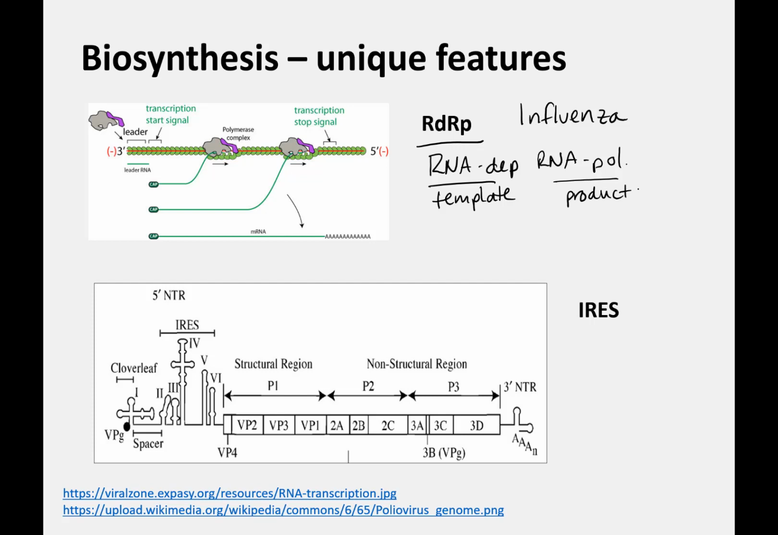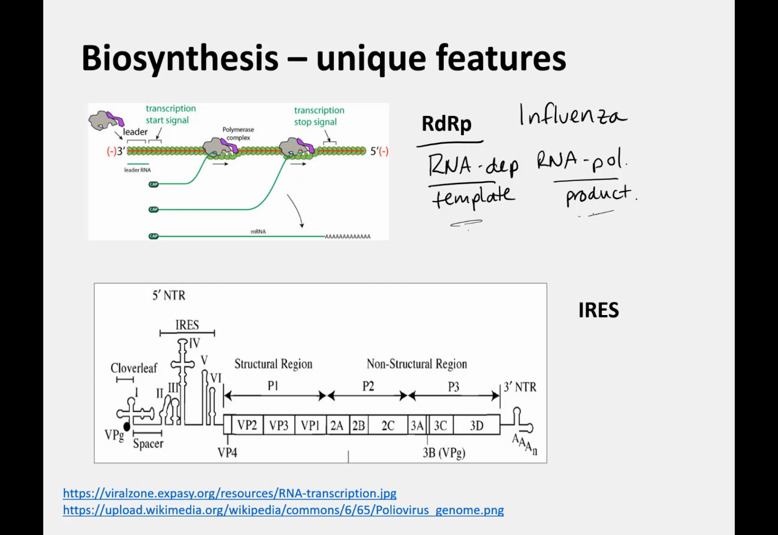RNA viruses don't use DNA at all. So they go from RNA to RNA. So RNA-dependent RNA polymerase means RNA is the template and RNA is the product. I think that's kind of cool.